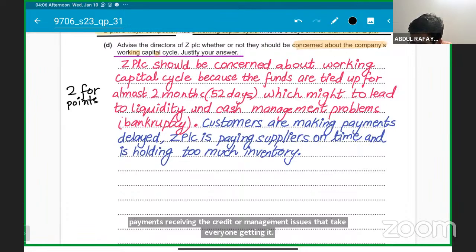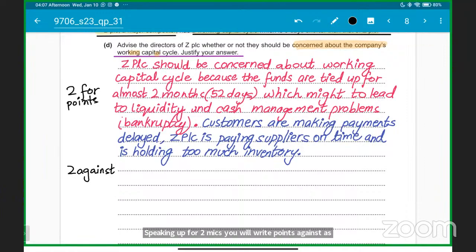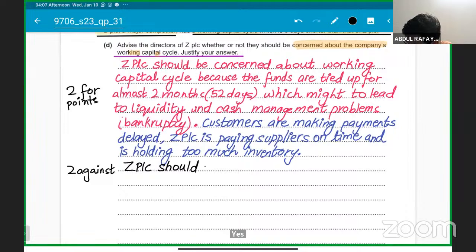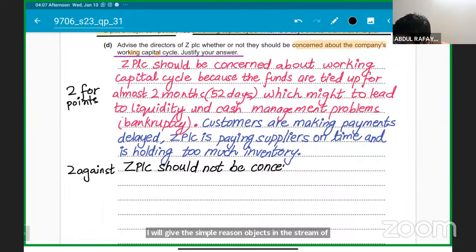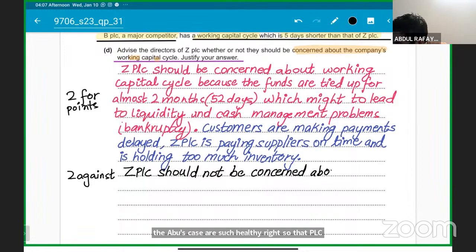Everyone getting it? अब against भी लिखेंगे आप. For 2 marks you will write points against as well. You have to tell the examiner that ZPLC should not be concerned. Why ZPLC should not be concerned? So I will give the simple reason. आप जिस इंडस्ट्री में होते हैं आप उसके हिसाब से चलते हैं, राइट? So ZPLC should not be concerned about the working capital cycle, and the reason is the competitor.